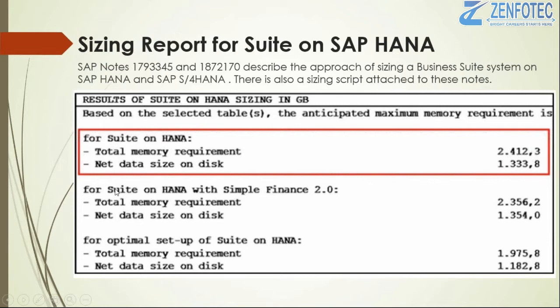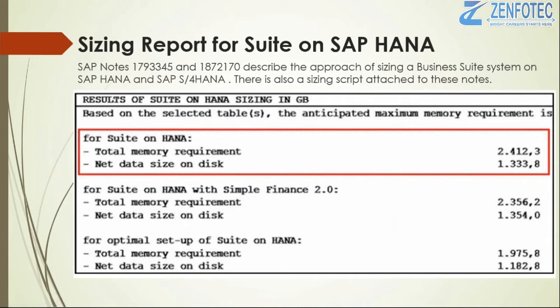If you see here, if you're running HANA with Simple Finance, then the size is this one. So we have Suite on HANA, Simple Finance, and then one is the optimal set of suites. Optimal set of suites means the minimum, if you're not fully using your Suite on HANA. In that case you can go with this one, but the recommendation is to go with the higher one, so it will support everything. It's very easy: just execute and it will give you the results.